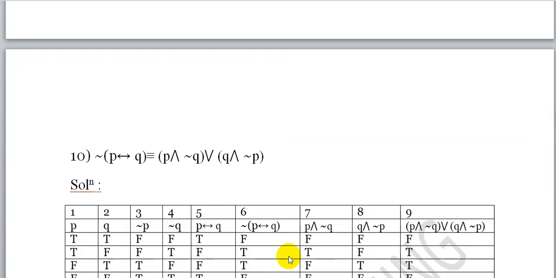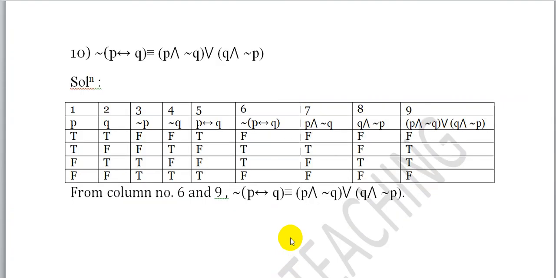Now see question number 10. What is question number 10? Negation of P biconditional Q is equivalent to P and negation Q or Q and negation P. So we see that only two different letters are there, only P and Q. So using a two-letter table, prepare the first and second columns for P and Q: for P double T, double F, and for Q TF, TF, right?